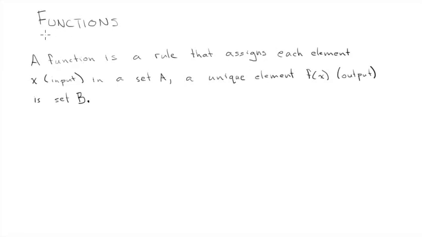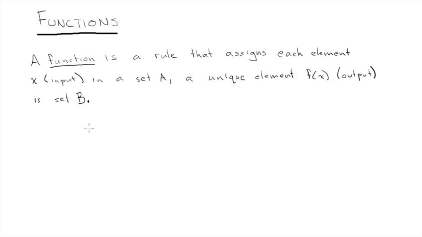In this lesson on functions, we're going to talk about what a function is and different ways you can represent a function. So we'll start with just a formal definition of a function. A function is a rule that assigns each element x, which we'll call our input, from a set A, a unique element f at x, which we'll call our output, and this comes from set B.